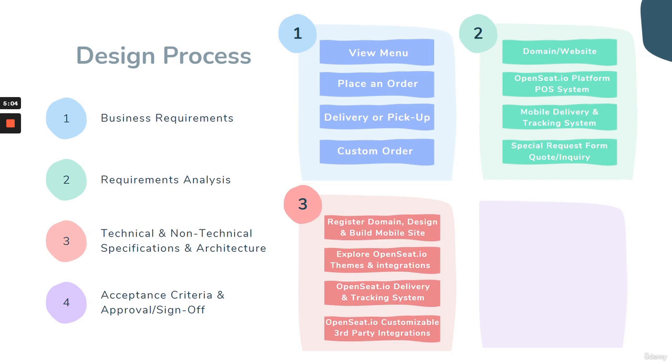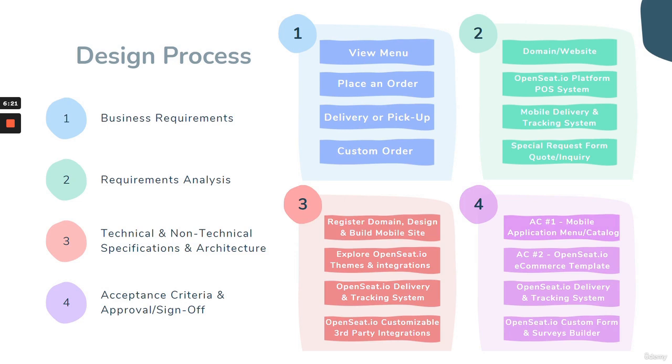In the third stage, for technical and non-technical specifications in architecture, as you can see here, we further break down the technical details involved in the design and development of this application. Things like registering the domain, design and building a mobile site, exploring the OpenSeat.io themes and integrations, OpenSeat.io delivery and tracking system, which is built into the platform, and OpenSeat.io customizable third-party integrations, such as scheduling, as well as contact. The third stage is very important because it gives us a clear idea as to how the technical architecture of the application is going to come together to build the end product.